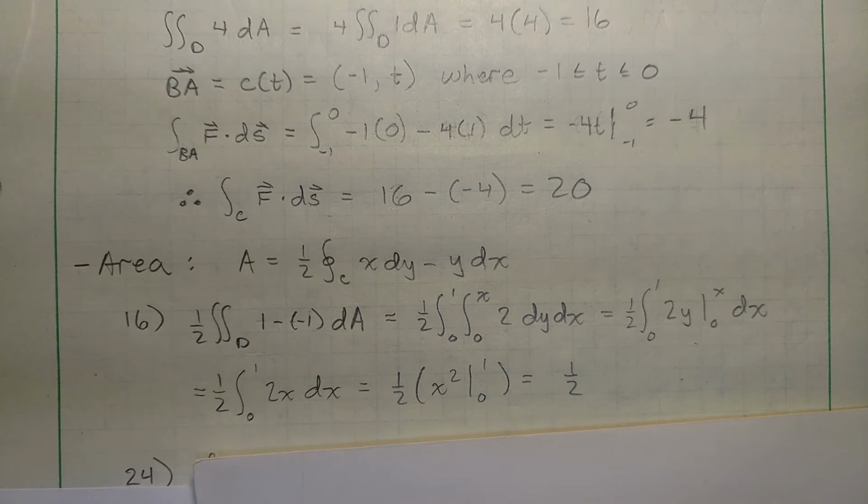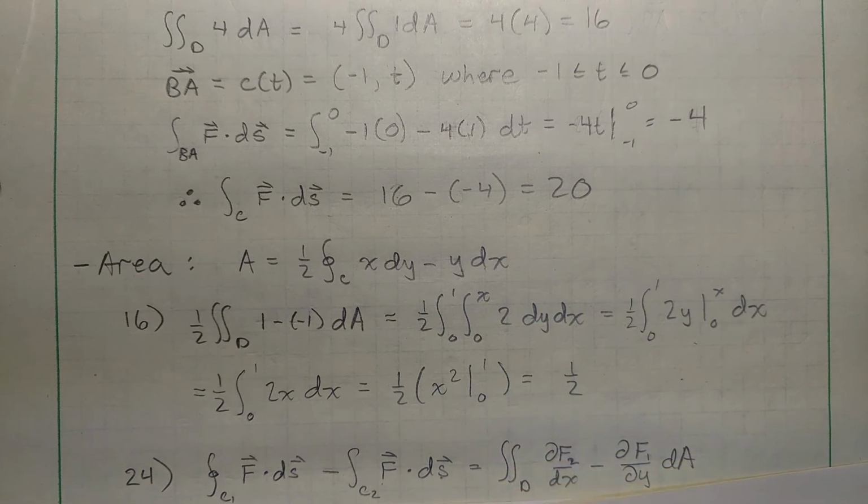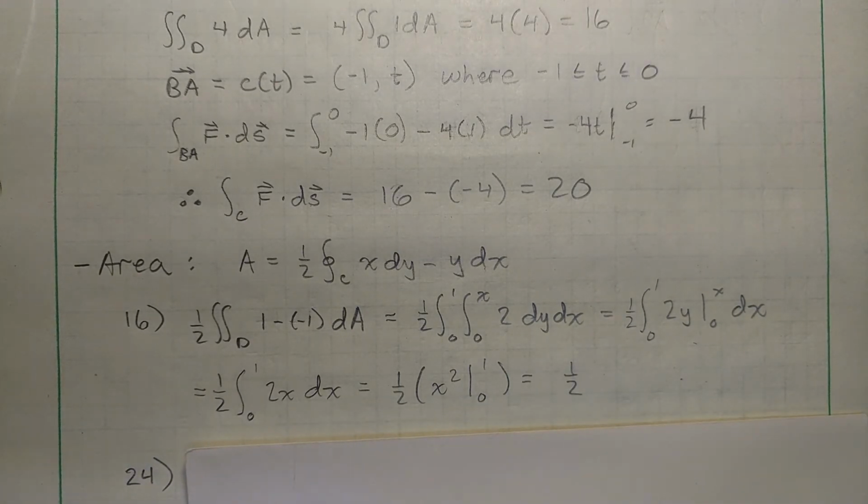Now let's look at a different type of area situation, and this one is found in example 24. In order to understand this one, look in your book, and let's start off by looking at figure 12.